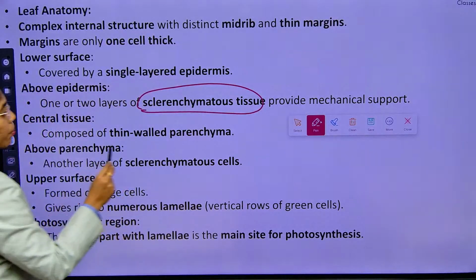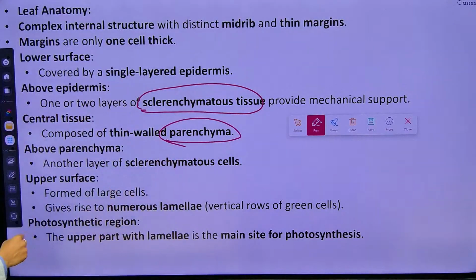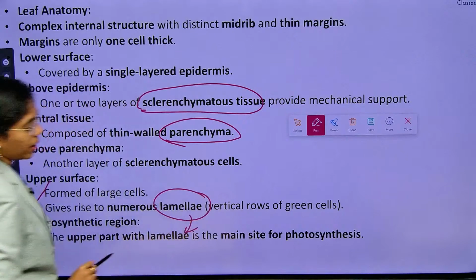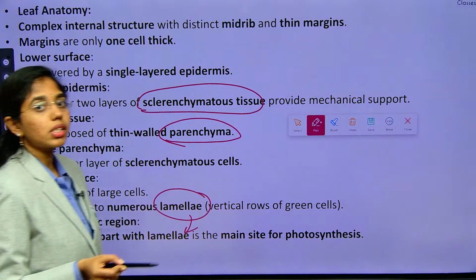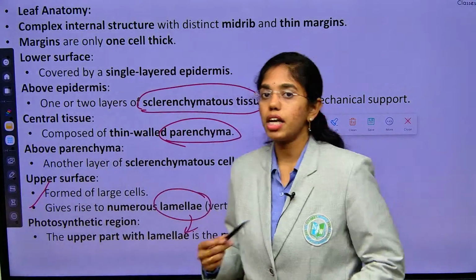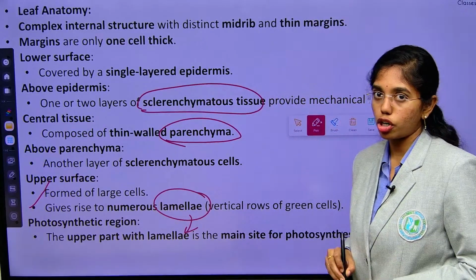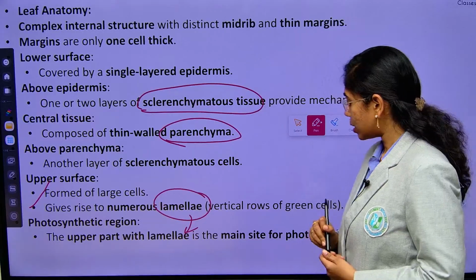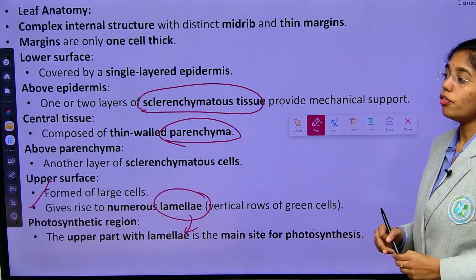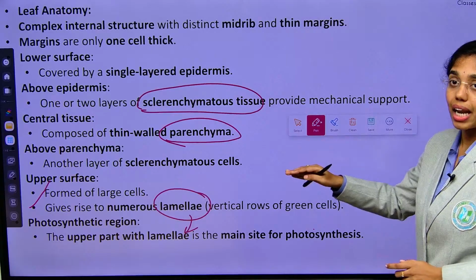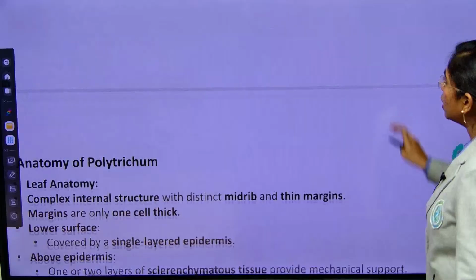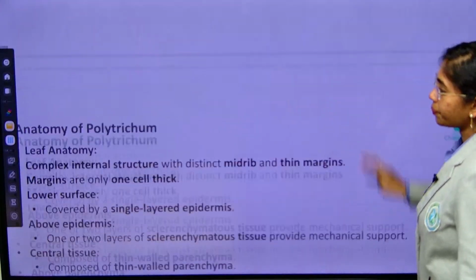Central region is completely filled with parenchyma and it has numerous lamellae. Lamellae will conduct photosynthetic activity. Quite a few times questions have been asked in your previous year papers on the lamella structure of Polytrichum. Lamella structure of Polytrichum will contain chloroplast and they will conduct photosynthesis. These lamella structures are present above the parenchymatous tissue as we have seen in the diagram here. Clear?